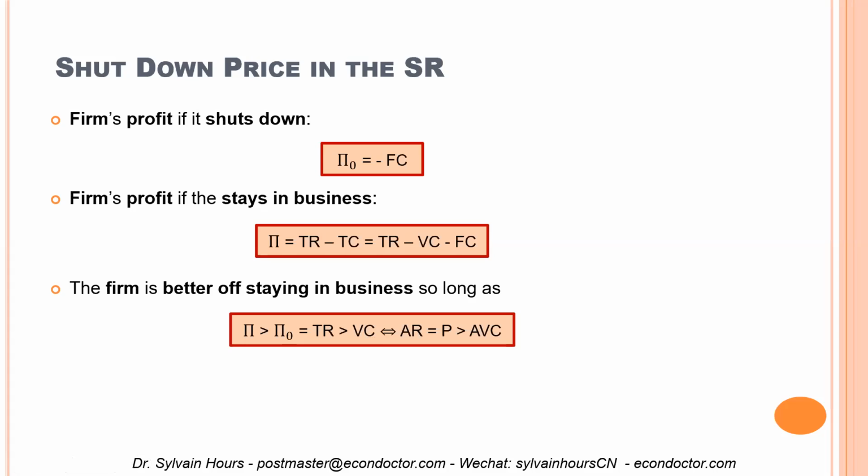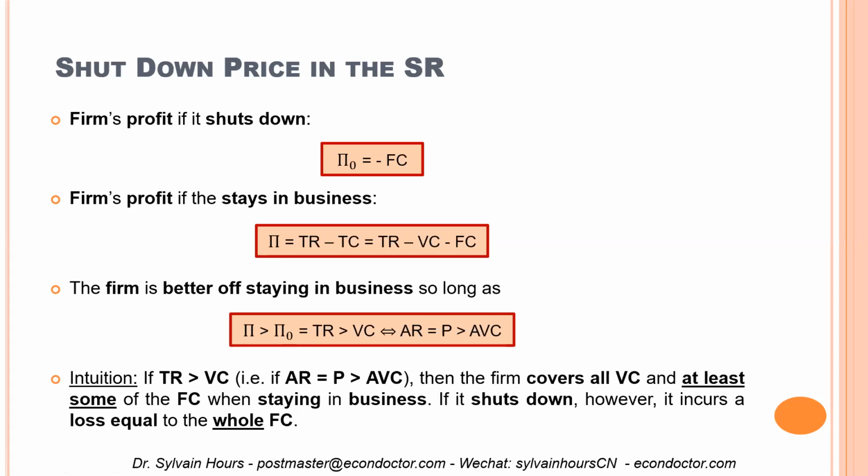But if the price is lower than the average variable cost for all levels of output, then I am better off shutting down. So the intuition is that if the total revenue is greater than the variable cost, or in other words, if the price is greater than the average variable cost, this is equivalent, then it means that the firm can cover all variable cost and at least a fraction of the fixed cost.